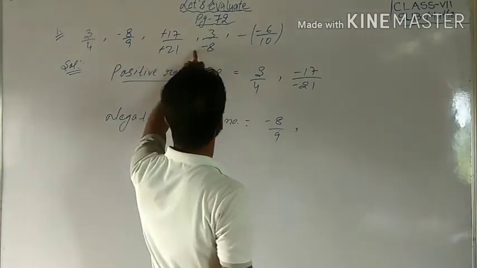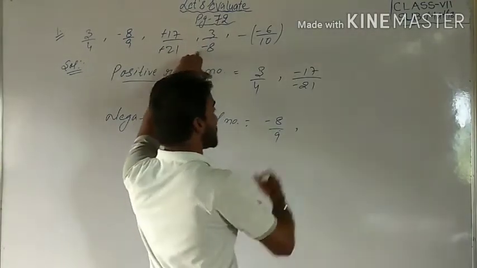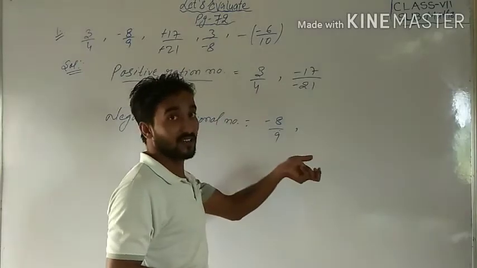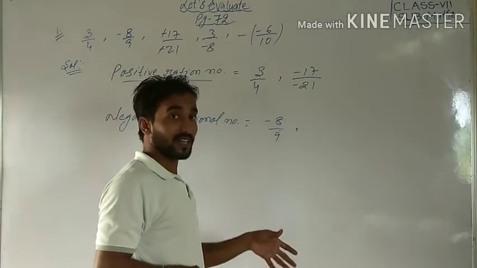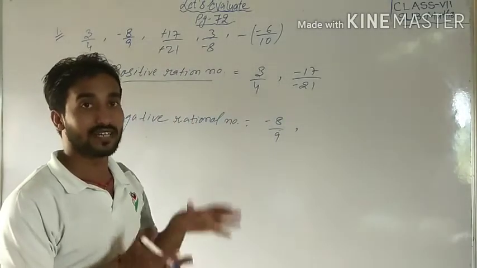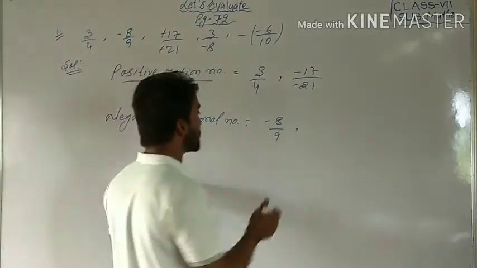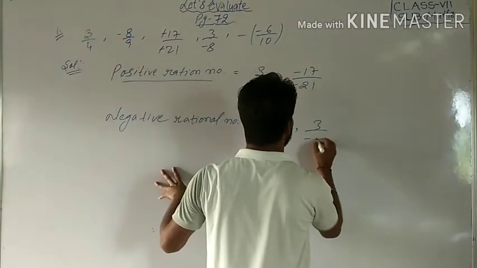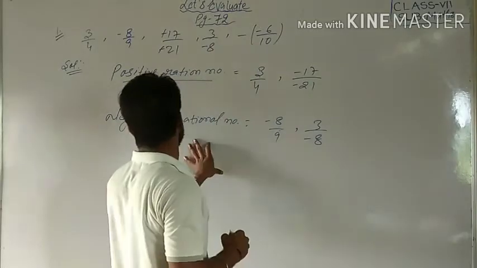See the next question: 3 by minus 8. Only the lower part has a minus. It means the complete rational number is negative. So we can mention 3 by minus 8 as a negative rational number.